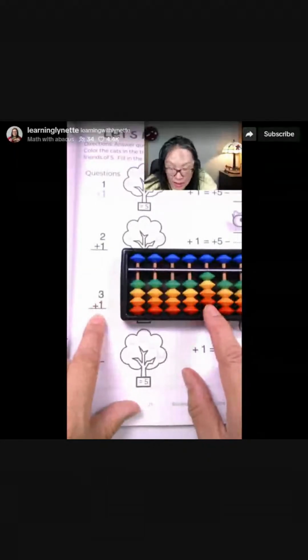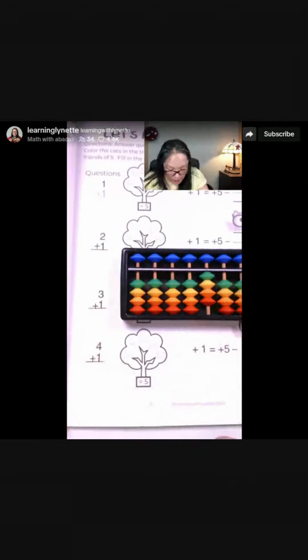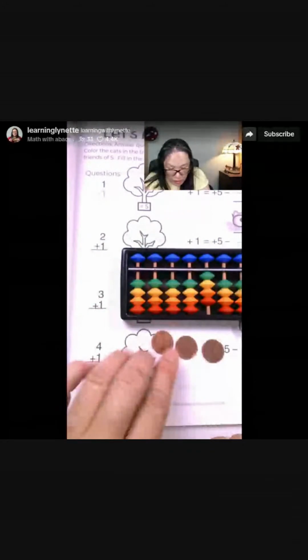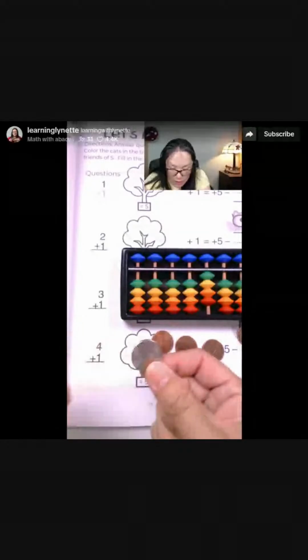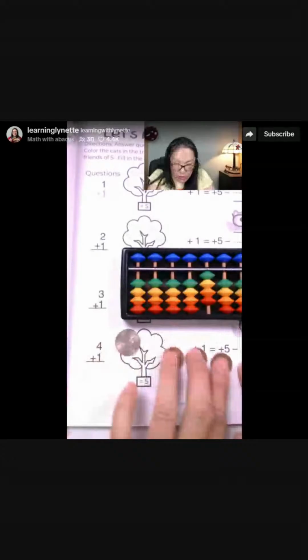Why? Because I don't have any more beads to add the 5. I have my 4, right? There's no more beads to add the 5. So what do I do? I can give you my one nickel, my 5 cents, but that's too much. I need to take away the 4. Thank you, Char. Yes. So I add the 5 and I take away the 4. And my final answer is 5.